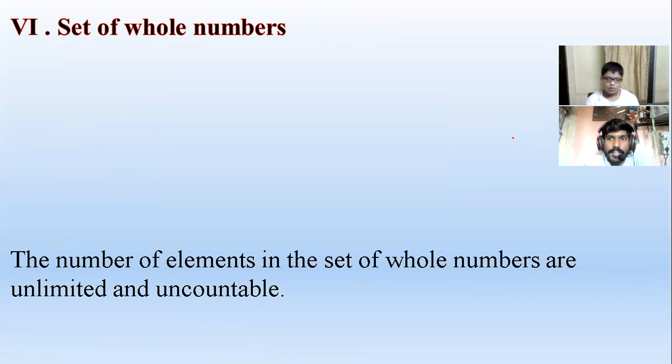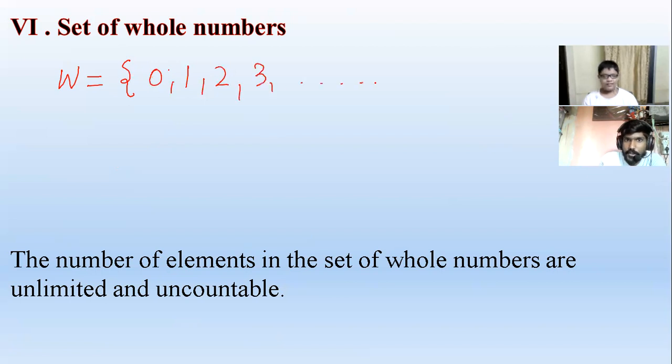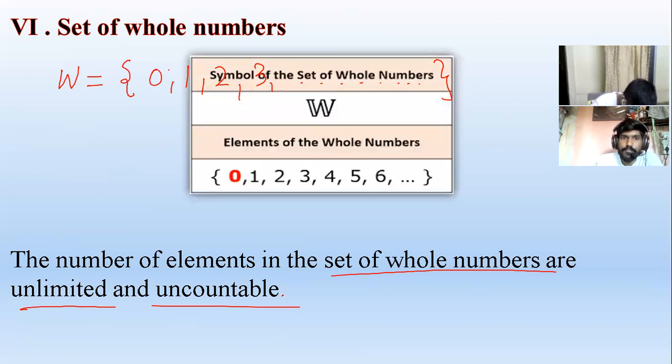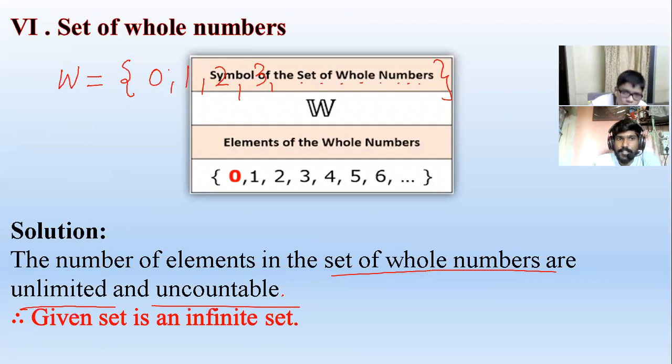Set of whole numbers, is this finite or infinite? Infinite. Can you tell me how it will look like? What are the numbers in this set? Natural numbers are 1, 2, 3 and so on. Whole numbers have one number extra: zero. Yes, correct. 0, 1, 2, 3 and dot, dot, dot. So the number of elements in the set of whole numbers are unlimited and uncountable. Therefore, the given set is an infinite set.